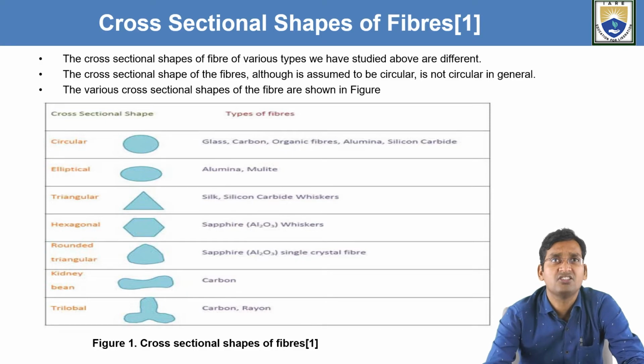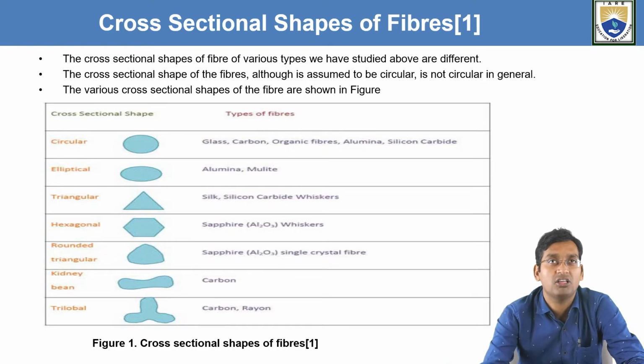Now, cross-sectional shape of the fiber. The cross-sectional shape of the fibers of various types we have studied above is different. Means it's not circular in all the cases, having different shapes. The cross-sectional shape of the fiber, although assumed to be circular, is not circular in general. But generally we consider it circular, though exactly it's not circular.